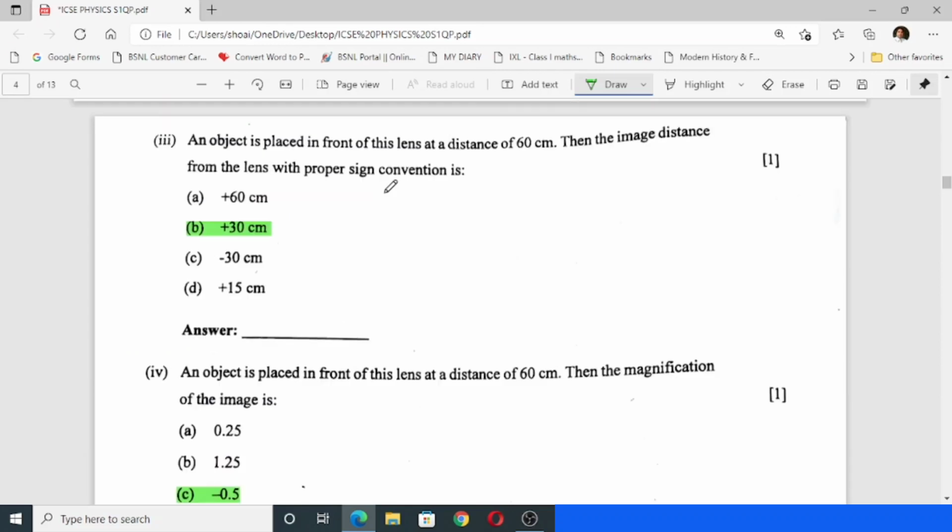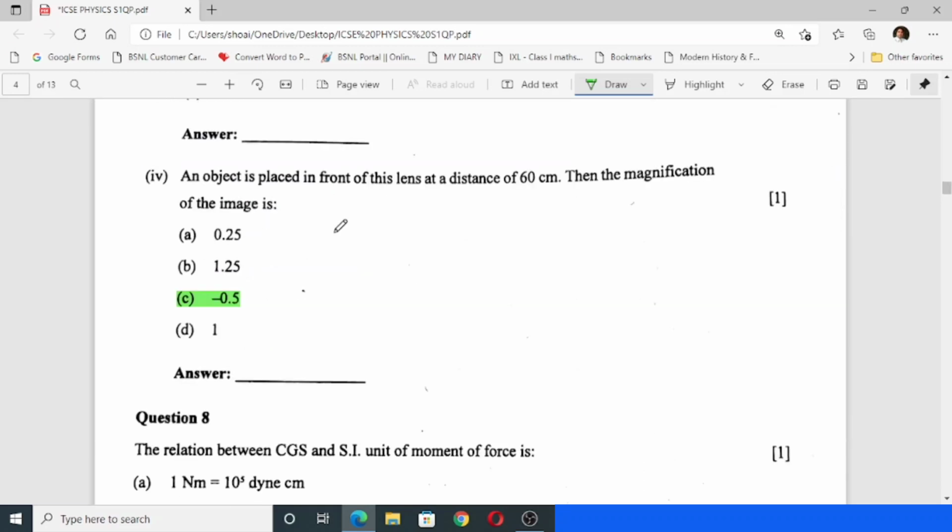Number 3, an object is placed in front of this lens at the distance of 60 centimeter. Then the image distance from the lens with proper sign convention is plus 30 centimeter. Number 4, an object is placed in front of this lens at a distance of 60 centimeter. Then the magnification of this image is C, minus 0.5.